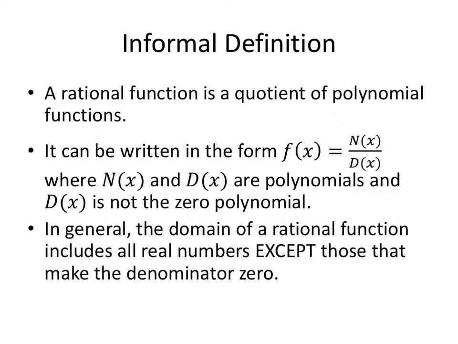Let's start with an informal definition. A rational function is a quotient of polynomial functions. Rational, ratio. A rational function is a quotient. A rational function can be written in the form f of x equals n of x over d of x, where n of x and d of x are polynomials, but d of x is not the zero polynomial, and we use these letters for the numerator and denominator polynomials.